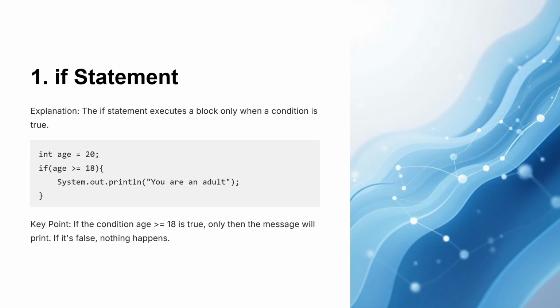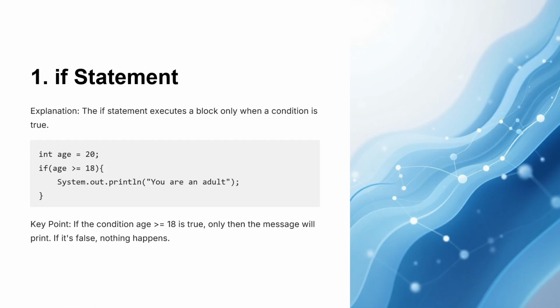The first one is the if statement. The if statement is just like checking only one condition. If the condition is true, then it will do something, else it will ignore. Like you can see here, there is one variable named age which is 20. If age is greater than 18, then only it will print "You are an adult", else it will do nothing. So the message will be printed only if the condition is true.